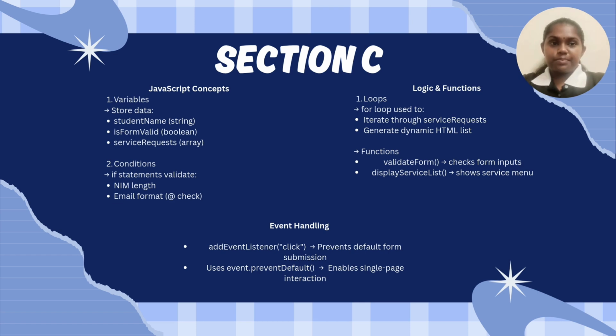Section C explains the JavaScript concepts used in the project. Variables are used to store data such as the student name, form validity, and service requests. Conditions are applied to validate inputs like checking the NIM length and email format. Loops, especially the for loop, are used to go through service requests and generate dynamic HTML lists.